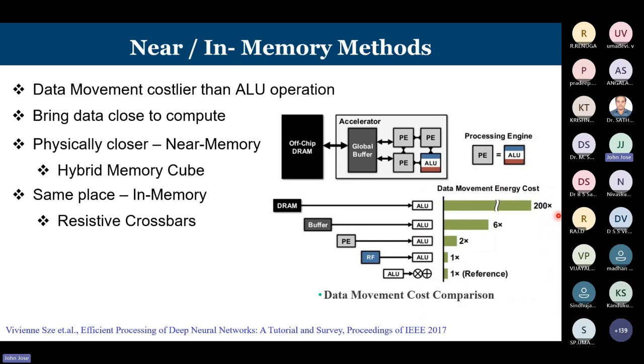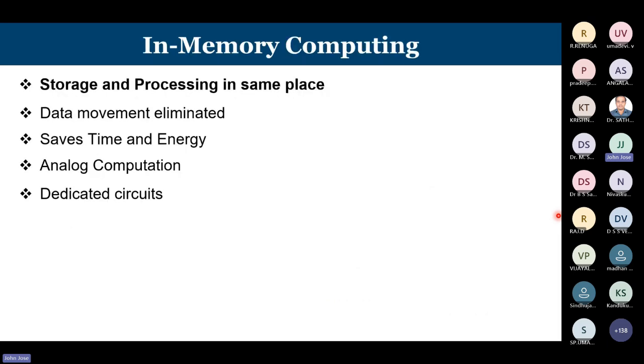The second one is, can I bring the data a little inside the memory? Then that is called a resistive crossbar. So storage and processing, can I do it in the same place? Rather than moving all this data, inputs and weights and then outputs, everything across the memory hierarchy into the accelerator chip, can I perform the operation where the data resides? That is called in-memory computing. Can I do computation inside the memory? That's why storage and processing are in the same place. Data movement is eliminated. This saves a lot of time and energy.